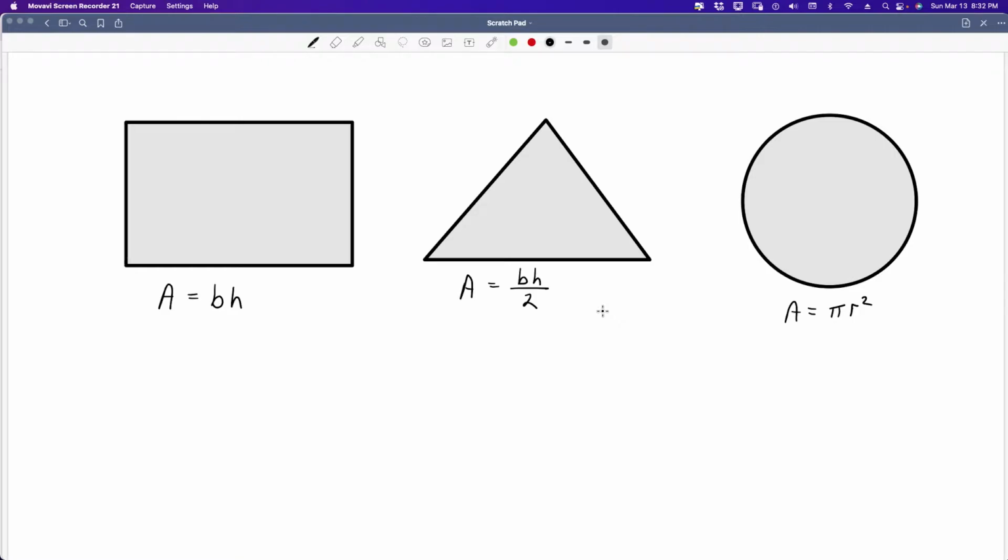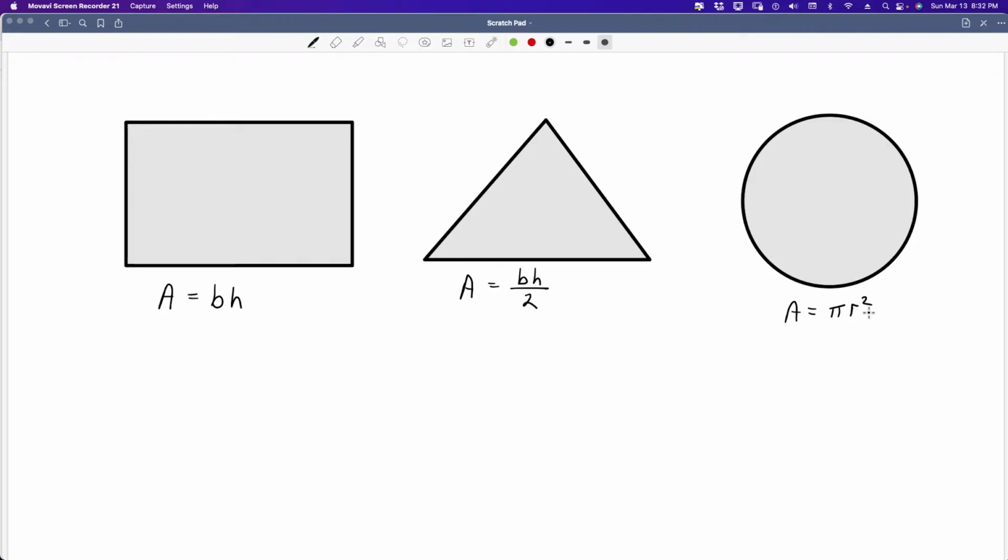So we've already been finding the area of rectangles and squares, the area of triangles, and also the area of circles. And these are the formulas that we have below. The area of a rectangle, or a quadrilateral, is base times height. The area of a triangle is the base times the height divided by 2. And the area of a circle is pi times the radius squared. So those are all the ones that we are familiar with so far.